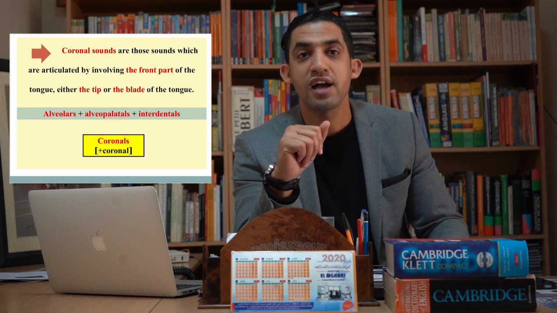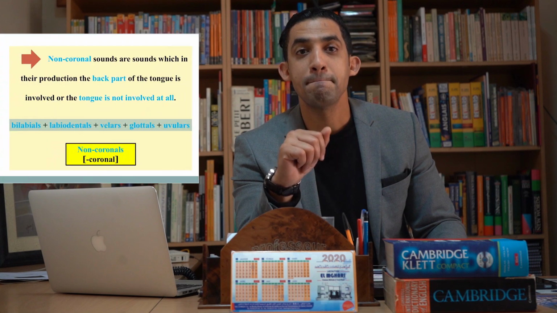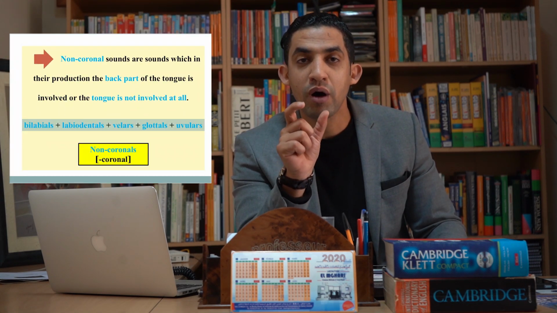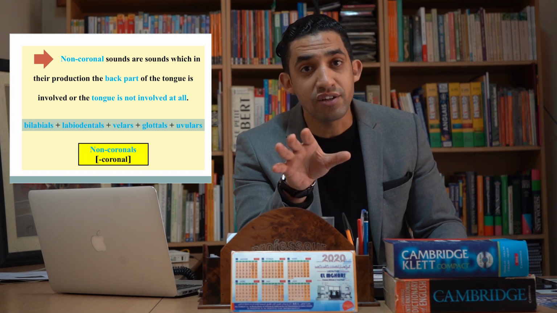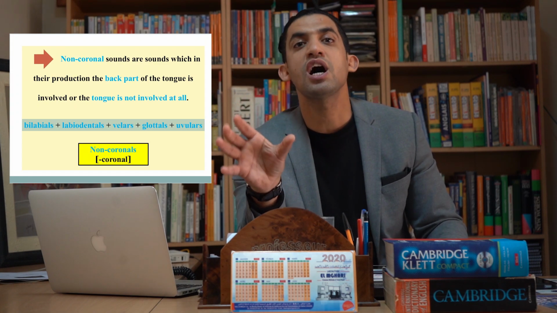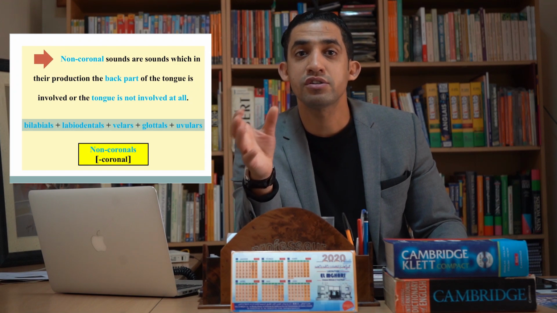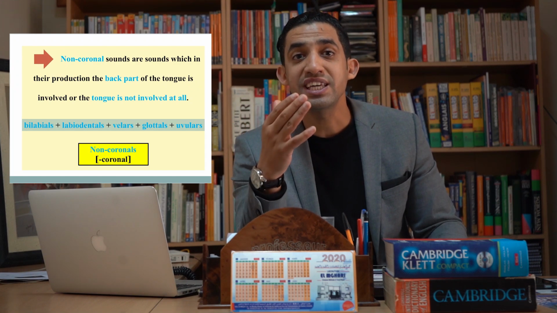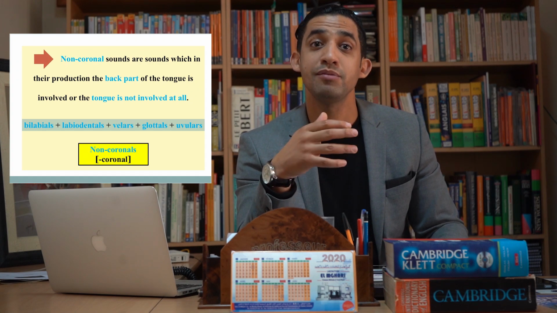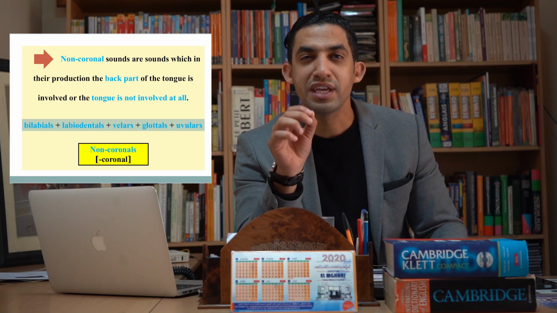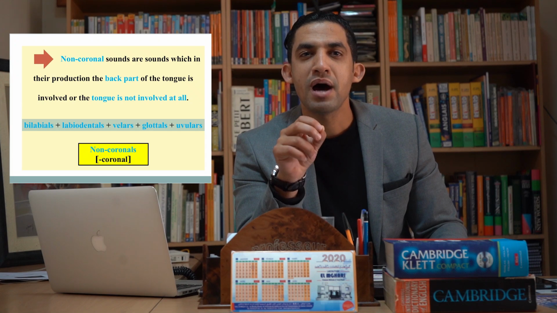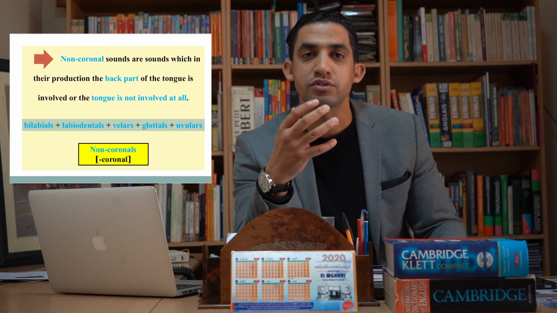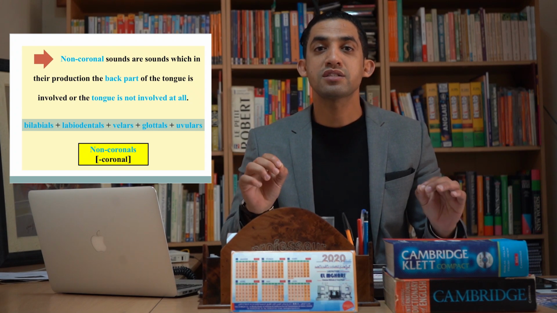The others are given the feature minus coronal because they do not involve the front part of the tongue. They either involve the back part of the tongue, like for velars, k and g, or other consonants that do not even involve the tongue, like bilabials and labiodentals. So we give them the feature minus coronal. We call them non-coronal sounds.